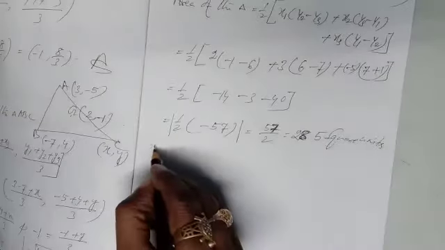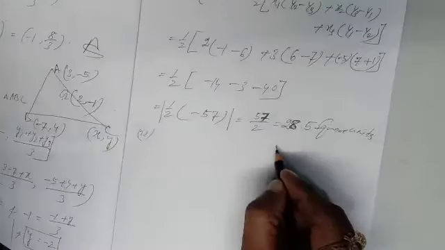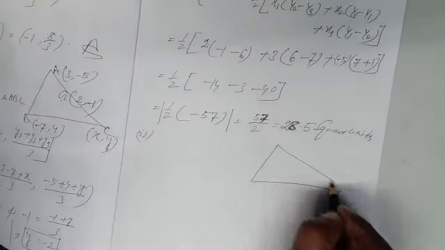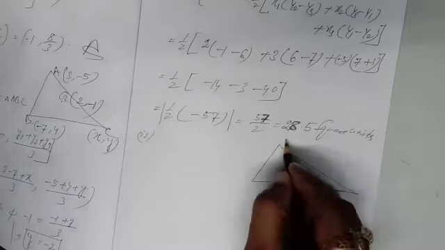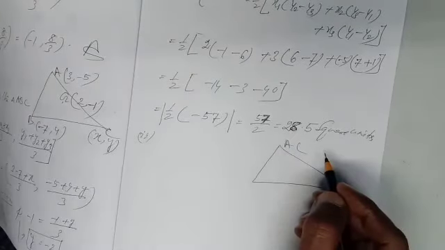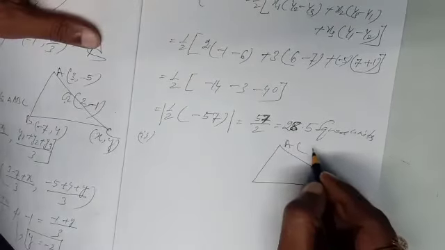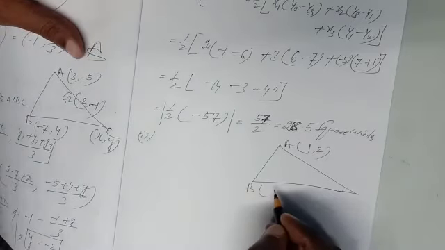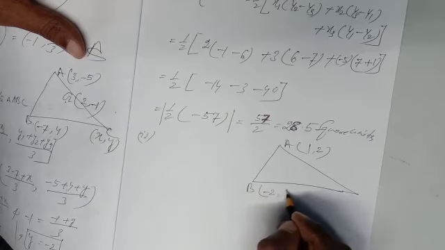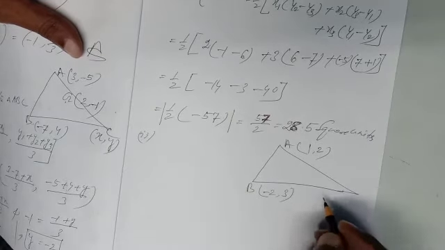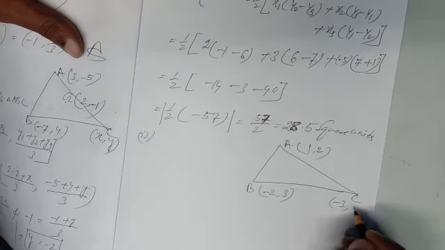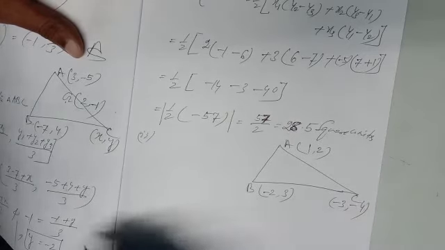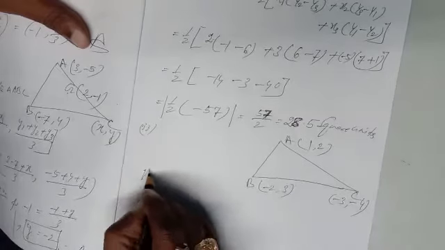Next, the second part of the question. Same process. The coordinates of the vertices of the triangle are given. The first vertex is (1, 2). The second vertex is (-2, 3). C is given as (-3, -4). And you have to find out the area.